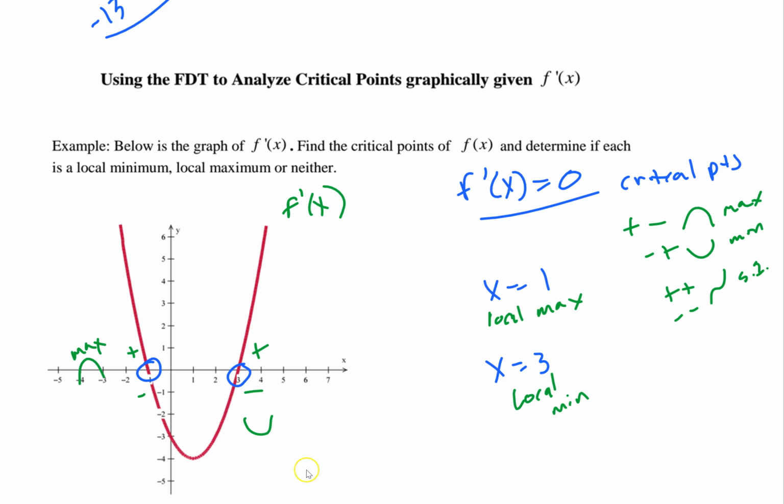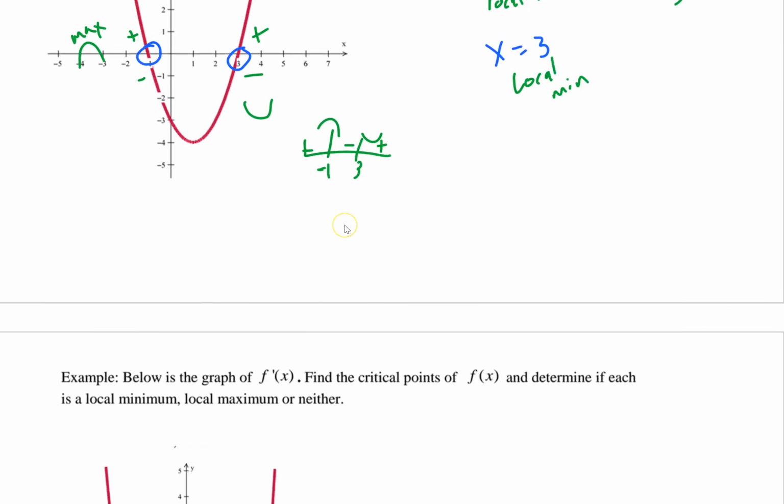If you like it better, you can also do this on a sign chart, right? Negative 1, 3, and then look at plus, minus, plus, and it works the same way. So that's the general idea. Let's do another one to make sure we got this.